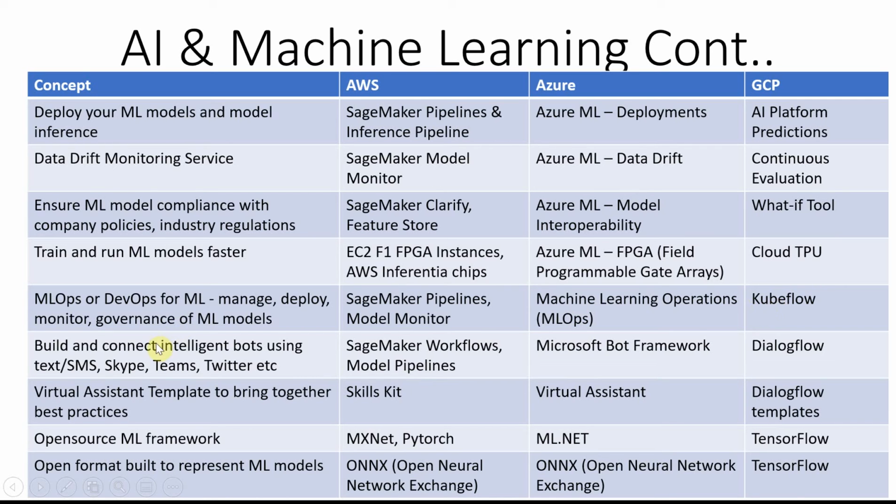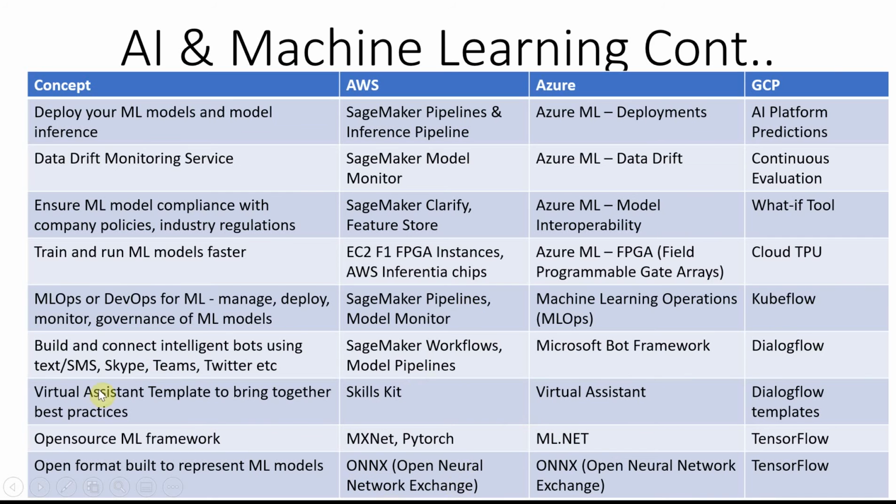Next is the category of intelligent bots, integrating them with existing tooling. Existing tooling, in the sense of your Skype, your Teams, your Twitter. So in AWS we have SageMaker workflows, because we're talking about workflow. If this condition, put it to Teams, or if there's a build failure, put it in your Teams channel. So there are a lot of use cases which are now very connected with the workflows.